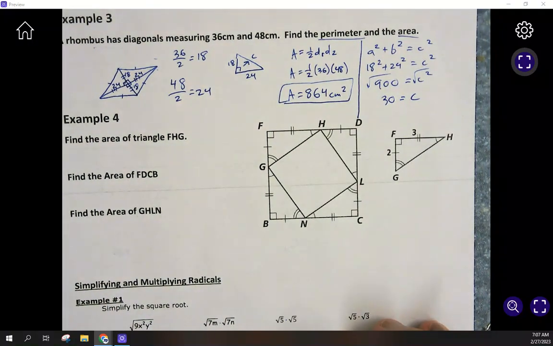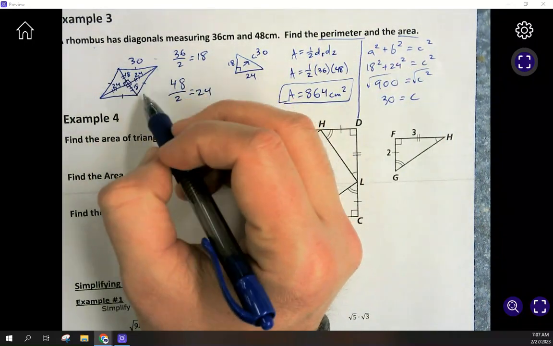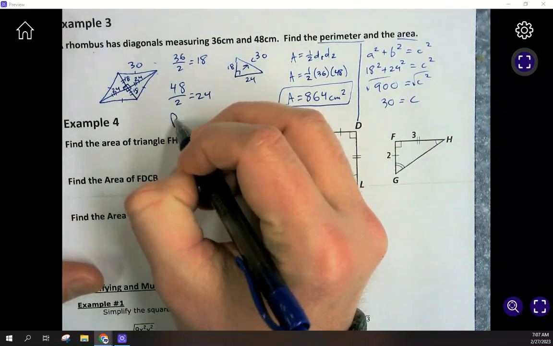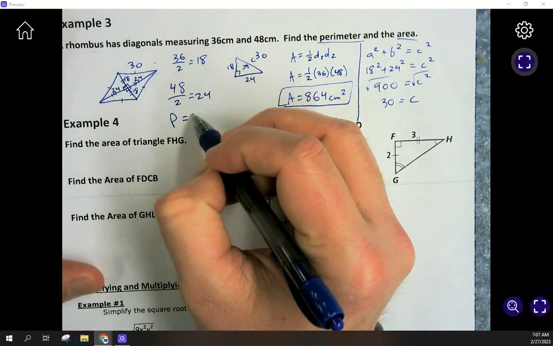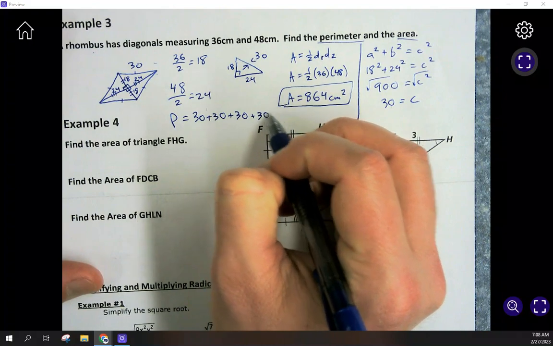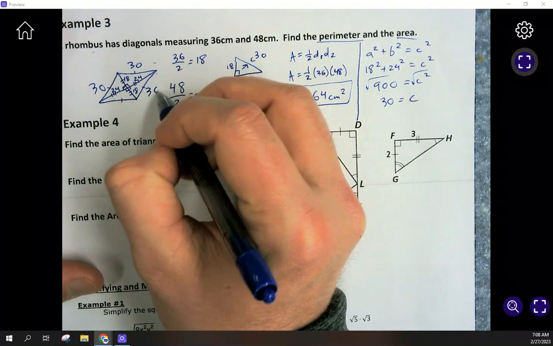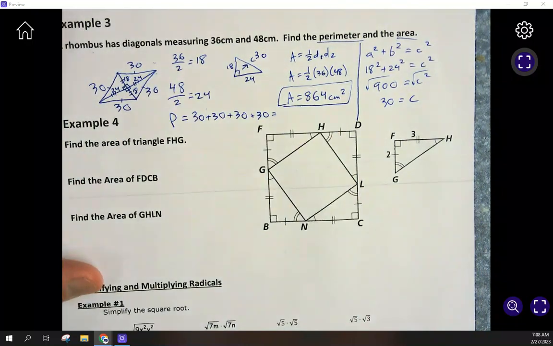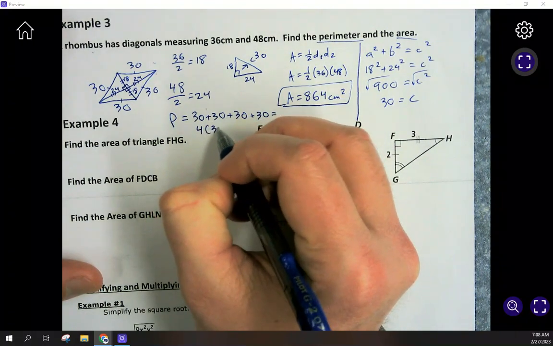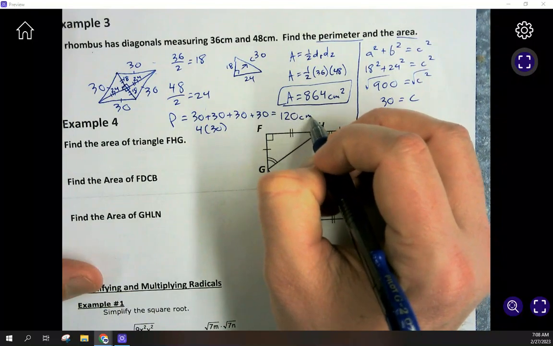Now that's not the perimeter. That's just C. That side length equals 30. And so if I'm going to find the perimeter of this shape, it's 30 plus 30 plus 30 plus 30. You have four sides. They're all 30. And so you're going to add all those up. Of course, instead of adding it 4 times, you could just do 4 times 30. That's fine. And the perimeter is 120 centimeters.